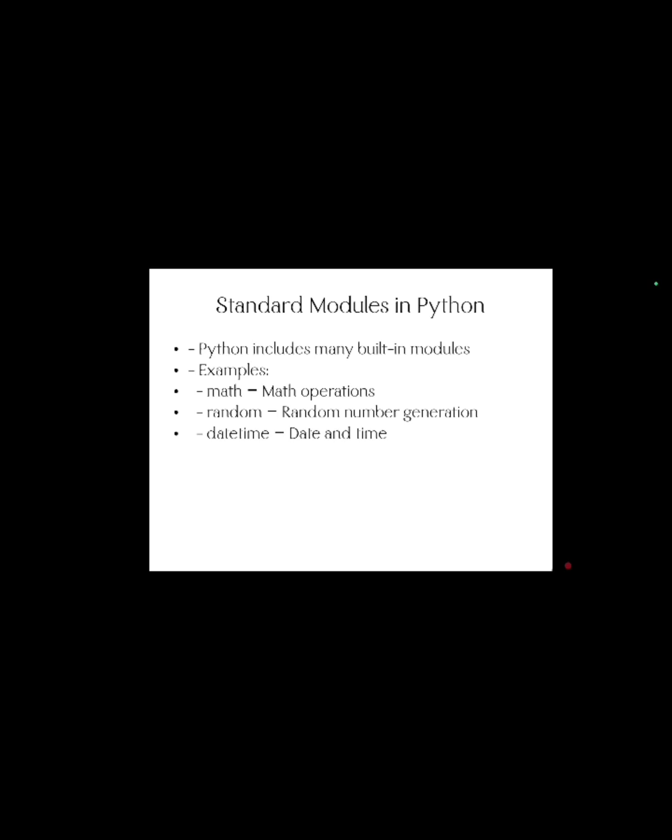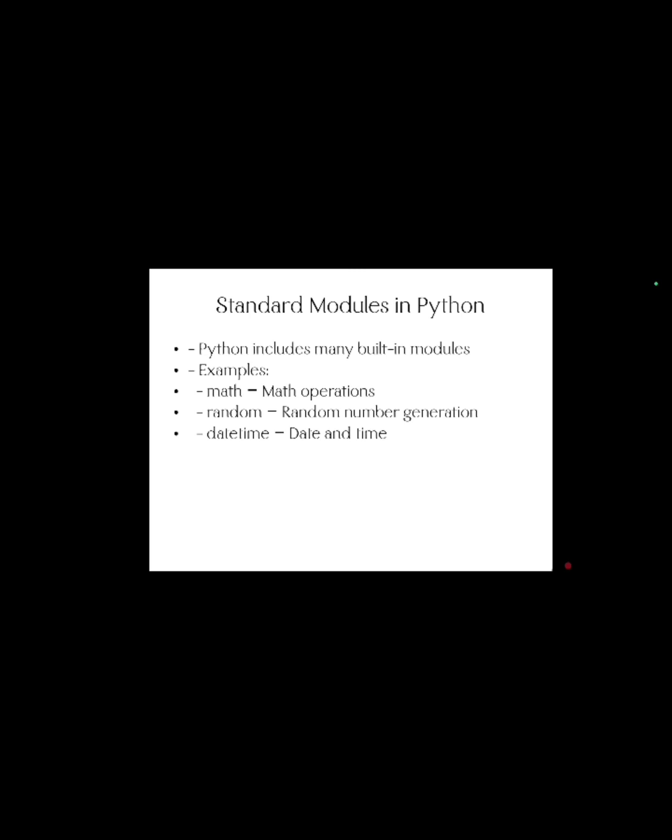The first one is math. Math provides mathematical functions like square root, trigonometric functions, and constants such as pi. Then the next one is random. The random module is used for generating pseudo-random numbers, which are useful in simulations, games, and security applications. The third one is datetime. The datetime module offers classes for working with dates and times, including calculating time differences and formatting dates.